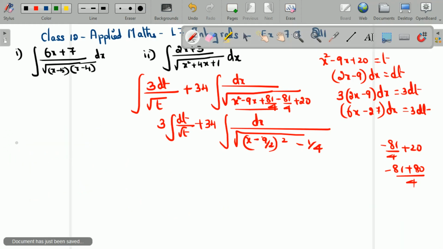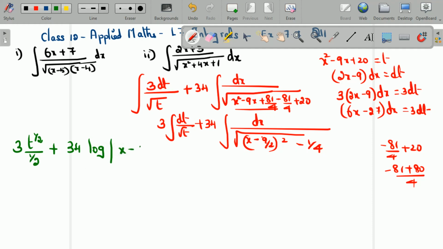In this case, this is 3 into integral of dt by root t. After integration, it is t power half divided by half, plus 34 into, now this is of the form 1 by root of x square minus a squared. So the formula is going to be log of x, which is x minus 9 by 2 plus root of x square minus a square. So this is (x minus 9 by 2) the whole square minus 1 by 4, plus c.